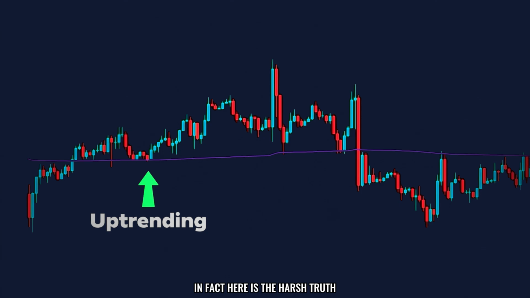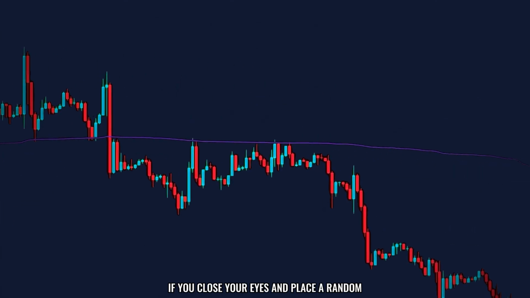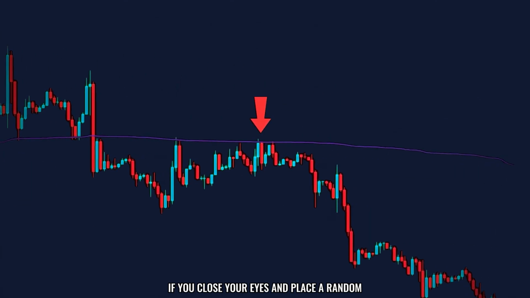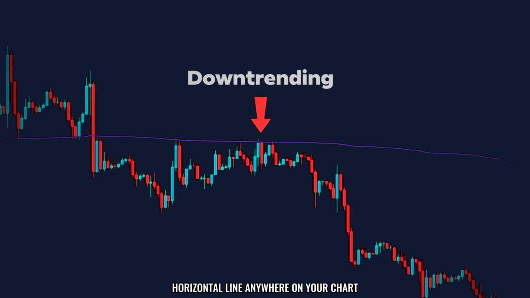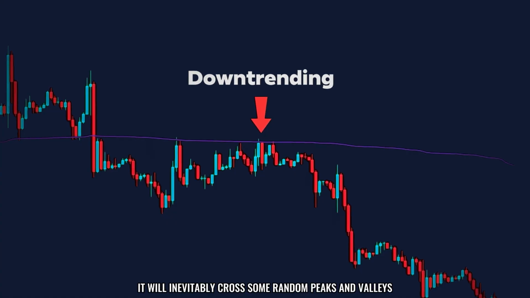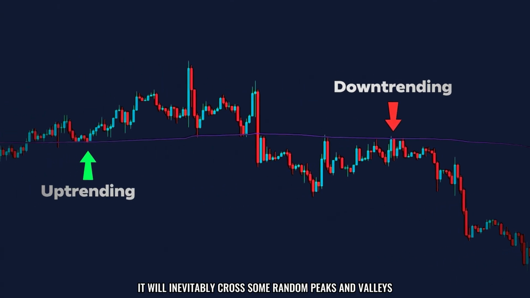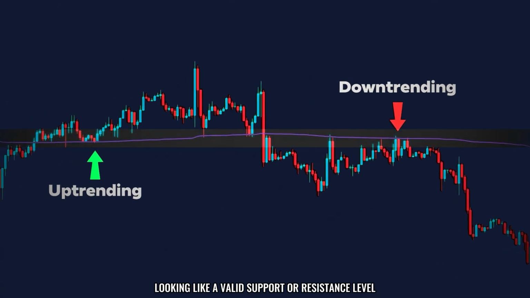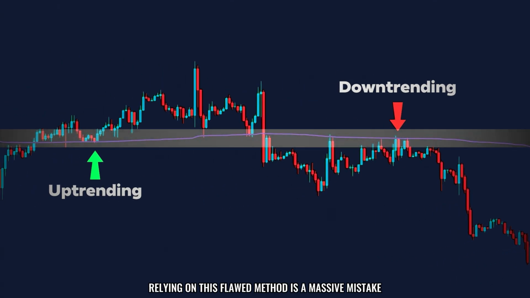In fact, here is the harsh truth. If you close your eyes and place a random horizontal line anywhere on your chart, it will inevitably cross some random peaks and valleys, looking like a valid support or resistance level. Relying on this flawed method is a massive mistake.